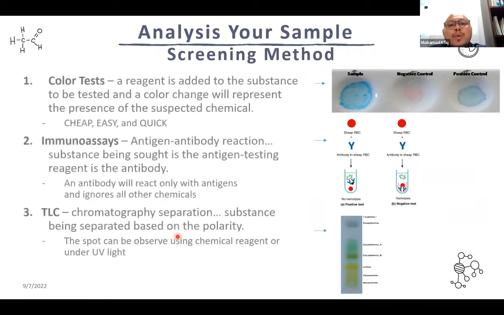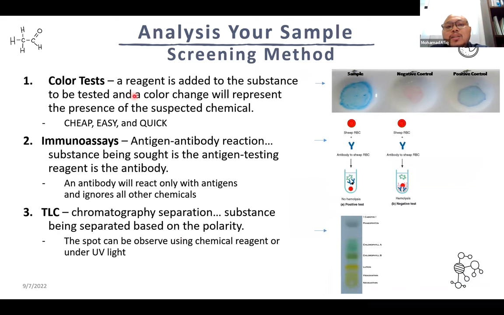So we have a number of screening methods. We have the color test or spot test. A reagent is added to substances, and because of the chemical reaction, you get the color observation. You get the color change. Right. So then you have the immunoassays.